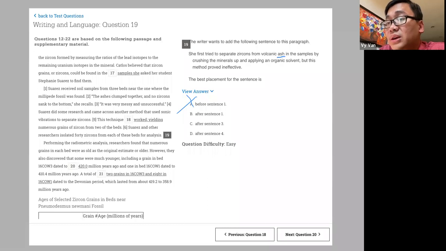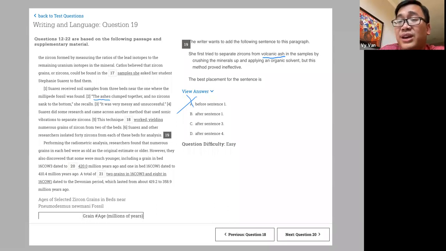So she first tried to separate zircons from volcanic ash. And here it starts talking about the ashes. I know this one, it doesn't mention the ash anywhere before the sentence, so there's something missing. This is called an anchor. When you do sentence placements, always look for that anchor. Is it mentioned anywhere? If it's not, there's something missing. It needs to be mentioned somewhere first, okay? So I know it has to be B, after sentence 1, right before sentence 2. That makes a lot of sense.